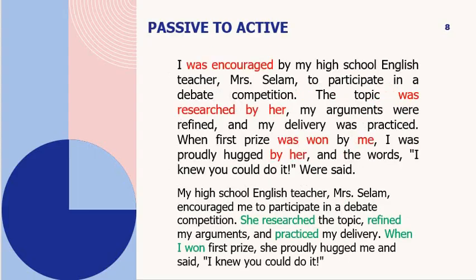Let's look at the second example, passive to active. The first one is in passive construction, the red, and the green one is in active construction. Look at the passive construction: I was encouraged by my high school English teacher, Mr. Salam, to participate in the debate competition. Active: My high school English teacher, Mr. Salam, encouraged me to participate in a debate competition.